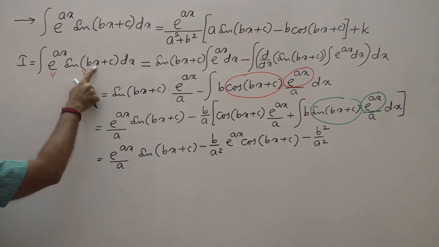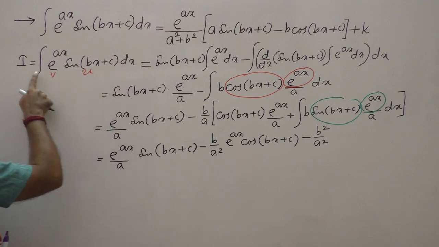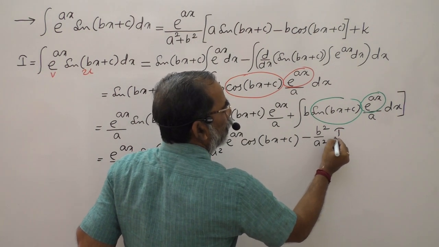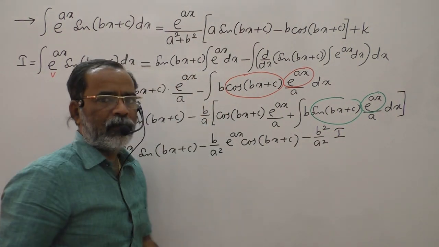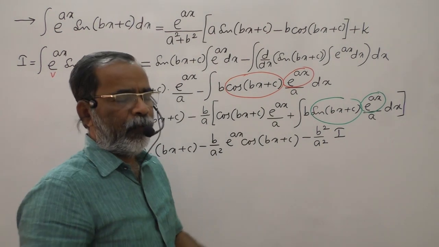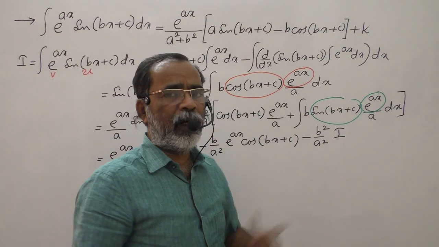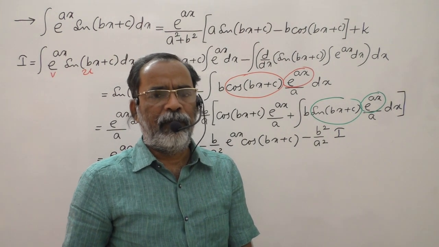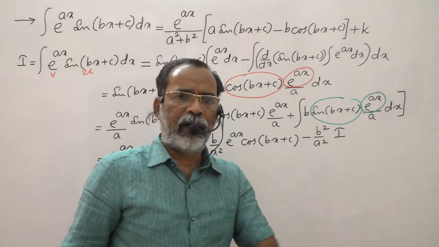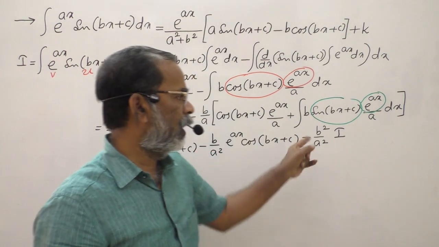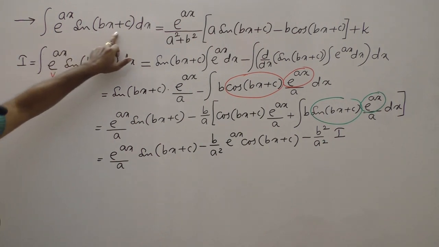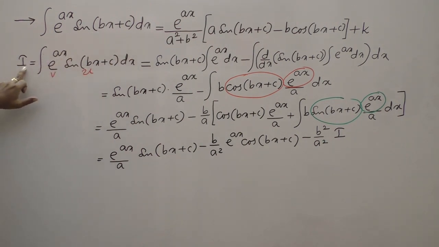E power ax sine of bx plus c is integral, which can be denoted by I, which is nothing but the given integral I. That means we are reducing that. If you continue the process, it will not end. Sine e power x. In the next integration, you will get cos, again sine, again cos, again sine. It never ends. Therefore, reduce this. In the question, we have to find this integral which is denoted by I. That means I is to be found.